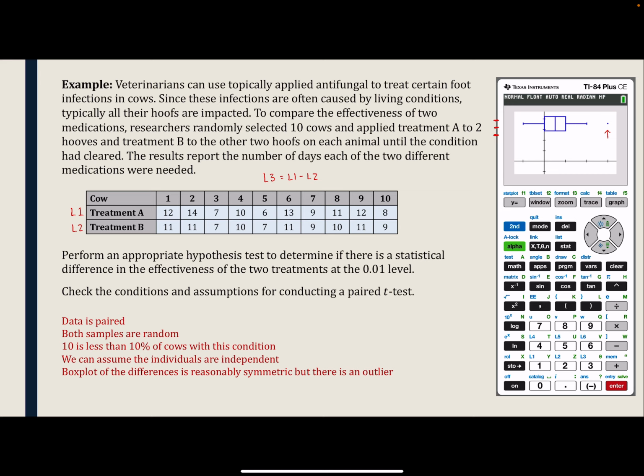It's definitely less than 10%. So we can therefore assume that the individuals are independent. The problem lies in that when we look at the box plot of the differences, we can see that it's reasonably symmetric, but there is an outlier. But I am going to go forward and run the t-test on this.